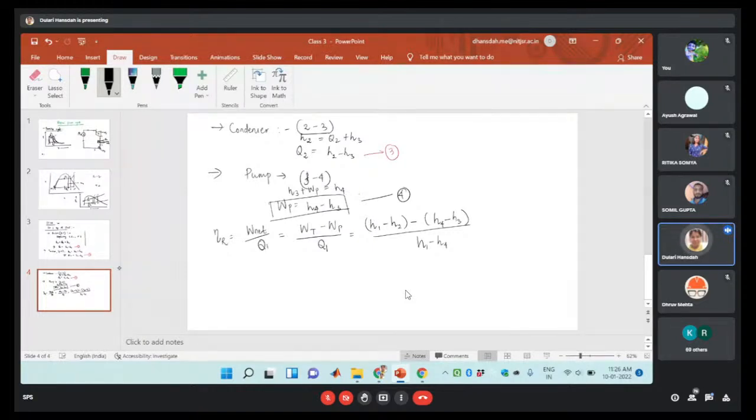This H4 minus H3 can be found from the difference of pressure and the specific volume. In your last semester, I already discussed this one. Again, I am discussing this. Maybe you remember or not, we are writing the general property relation for the.